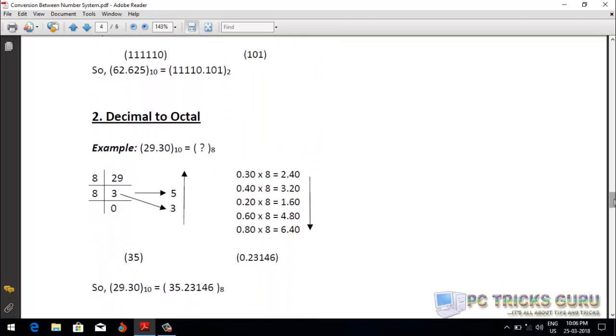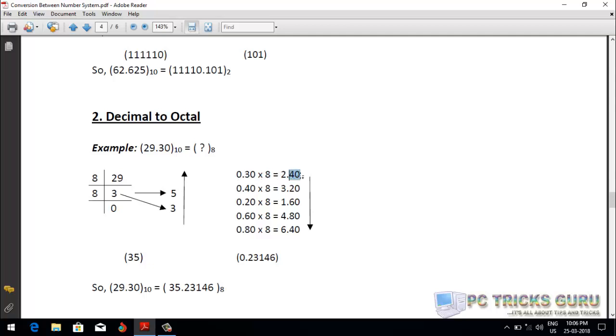Next conversion, it's a decimal to octal. The same concept is being followed here. 29.30 has to be converted into octal using the previous method which we learned. So 29 is equal to 35. Here we have written 35, and for 30 we have to write 0.30 and multiply it by 8 because we want to convert it into base 8. So 0.30 multiplied by 8 equals 2.40.